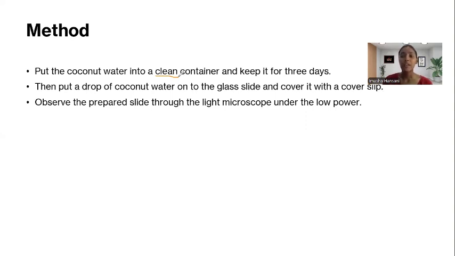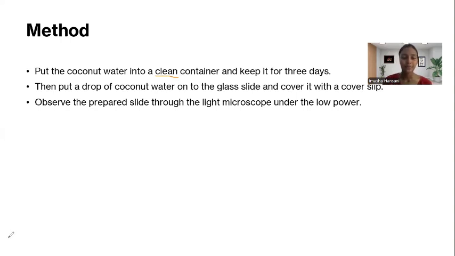And we have to keep the coconut water container for 3 days. For what? We are going to observe microorganisms. If we just take coconut water and observe it through the microscope, we won't be able to clearly observe it. So we have to let the microorganisms grow. That's why we are keeping it for 3 days. And then after 3 days, we get the coconut water container, and using a dropper, we take one drop and put it on the glass slide.